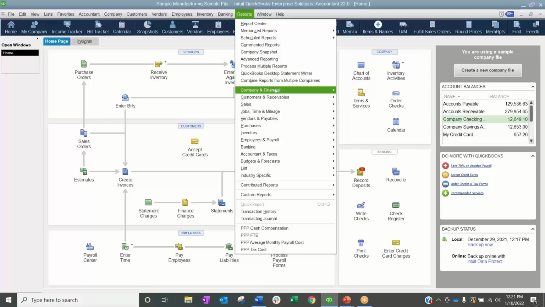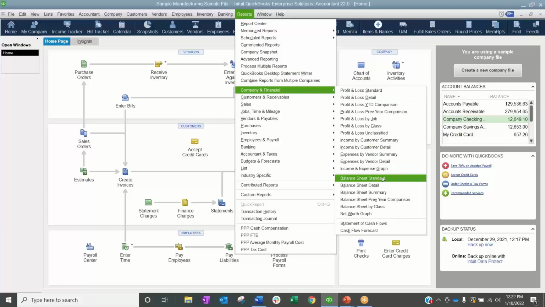So let's take a look at it. So first one in here, coming on down, we're going to go to balance sheet standard.